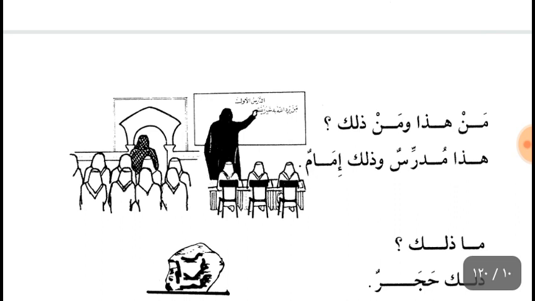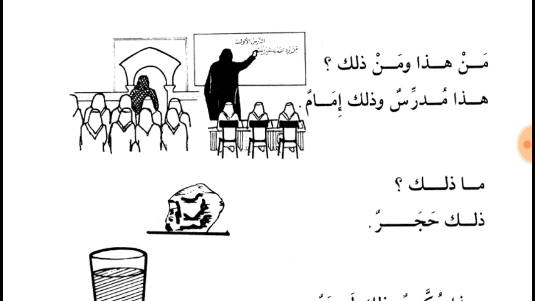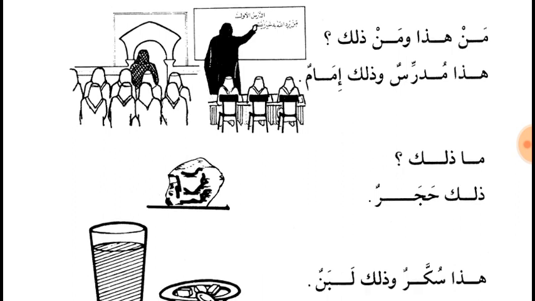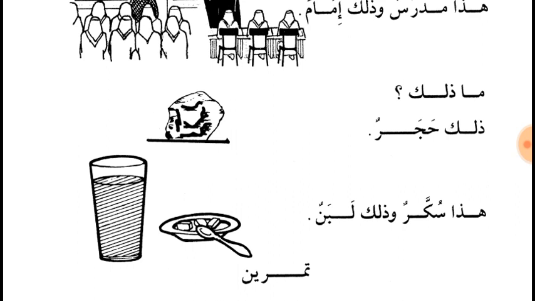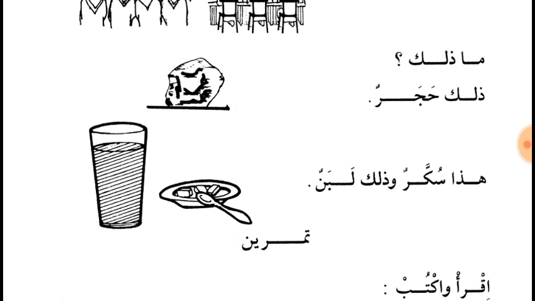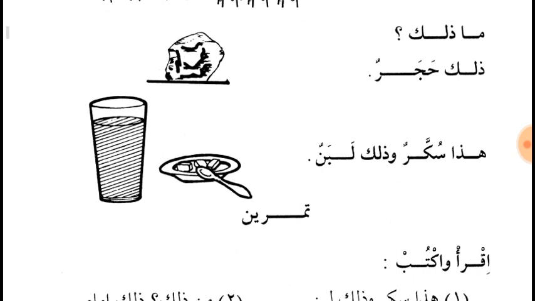Man hadha wa man dhalika. Who is this and who is that? Hadha mudarrisun wa dhalika imamun. This is a teacher and that is an imam. Ma dhalika. Dhalika hajarun. That is a stone. Hadha sukkarun wa dhalika labanun. This is sugar and that is milk.